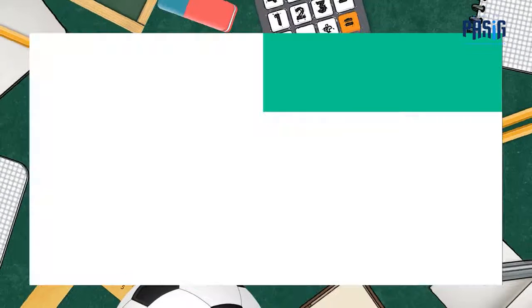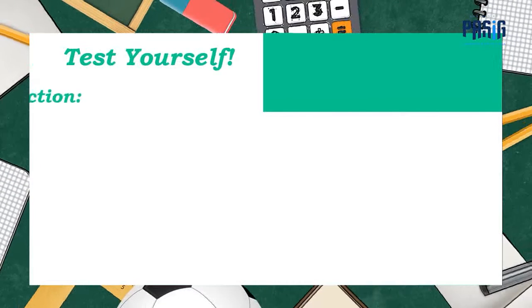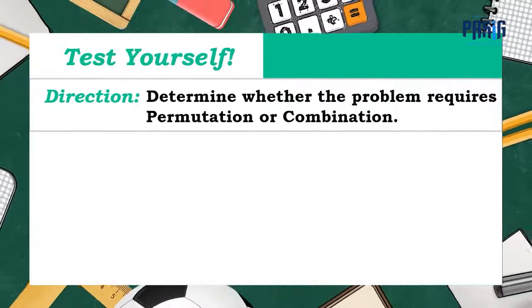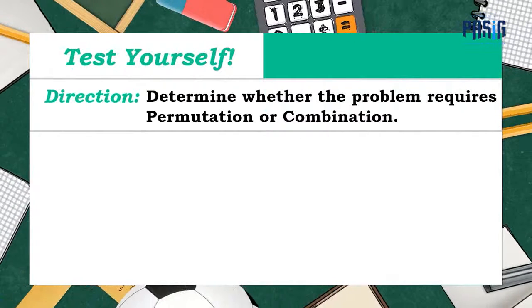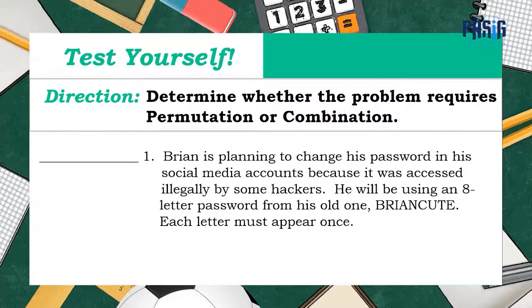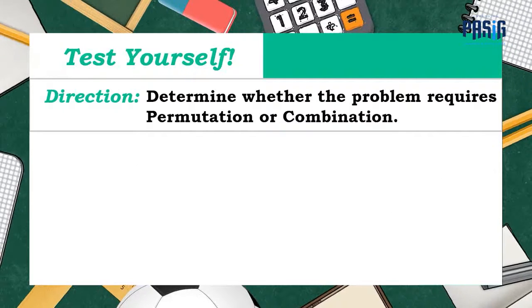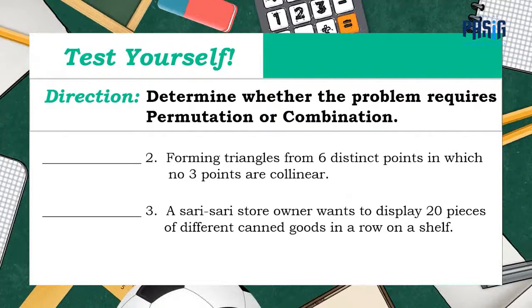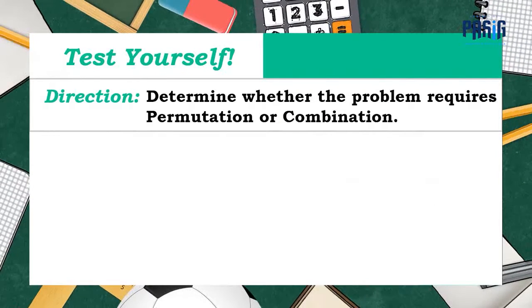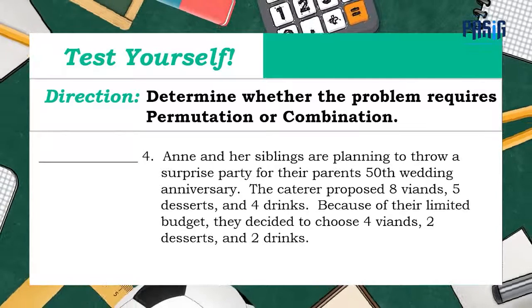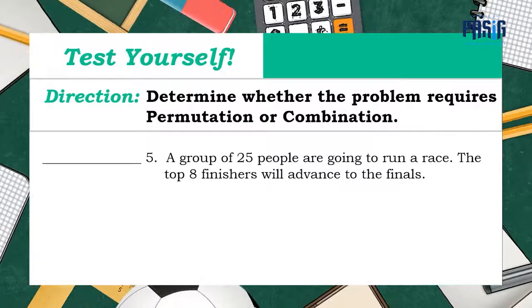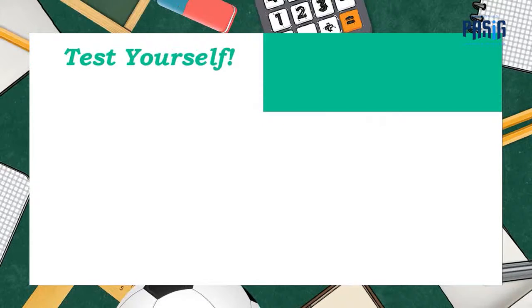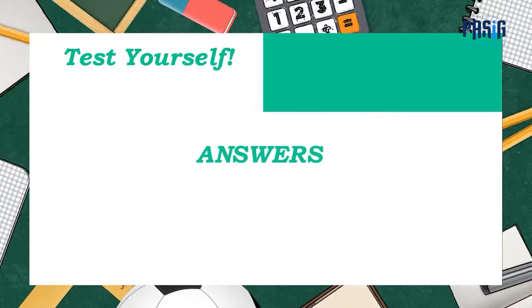Activity number 3. Test yourself. Direction. Determine whether the problem requires permutation or combination. Now, check your answer.